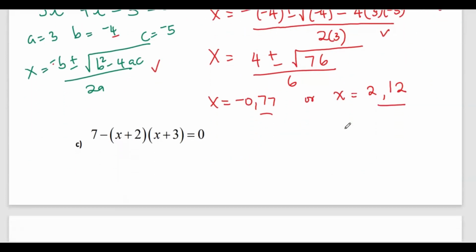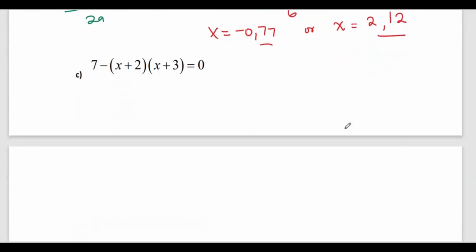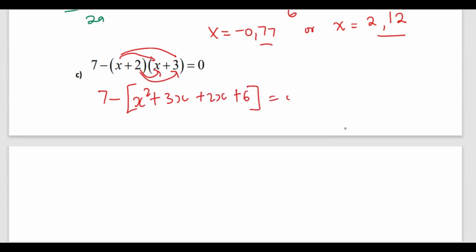Let's look at part C. Part C, we have 7 minus x plus 2 brackets into x plus 3 is equal to 0. Okay, let's see. So we cannot use dot product because it's not a bracket, which means we have to open up everything. So I'll say 7 minus, I'll open this up. That's x squared. This and that is going to be 3x. The 2 and the x is going to be 2x. The 2 and the 3, that's going to be 6, is equal to 0.